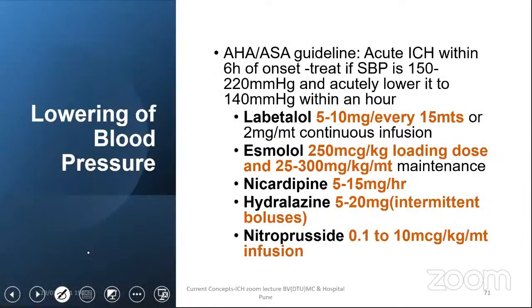So now labetalol can be used 5 to 10 milligrams every 15 minutes or 2 milligrams per minute continuous infusion. Esmolol 250 micrograms per kg loading dose and 25 to 300 micrograms per kg per minute maintenance dose. Nicardipine is 5 to 15 milligrams, which is used in the ATACH-2 trial. Hydralazine 5 to 20, and nitroprusside 0.1 to 10 micrograms. So the guidelines say that within 6 hours of onset you should treat systolic blood pressure if it is more than 150 and up to 220, and lower it acutely to 140 millimeters of mercury and keep it there for 7 days. That's the important aspect.